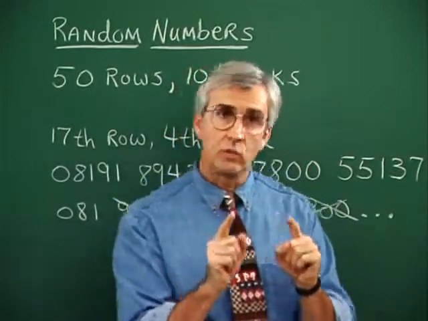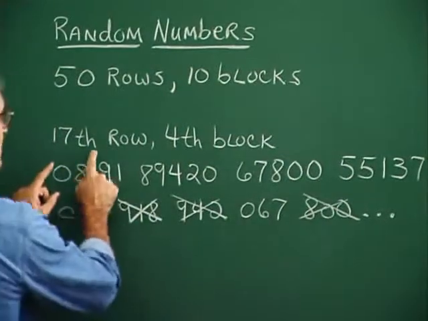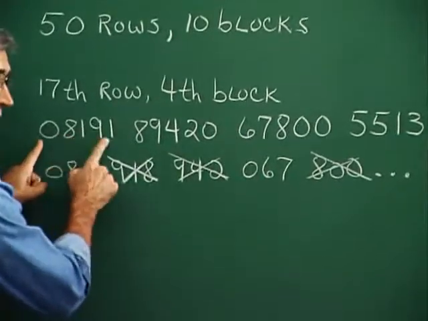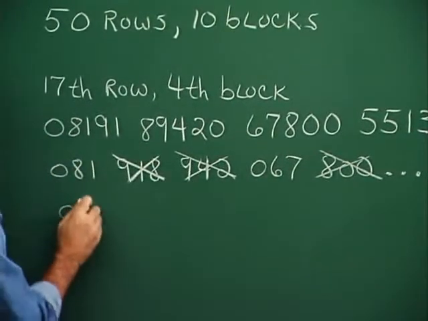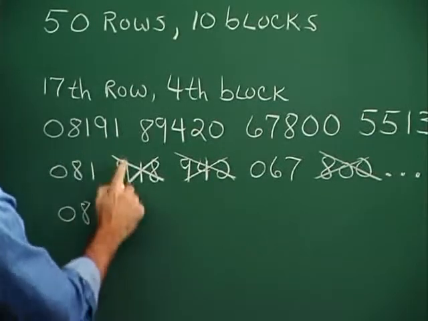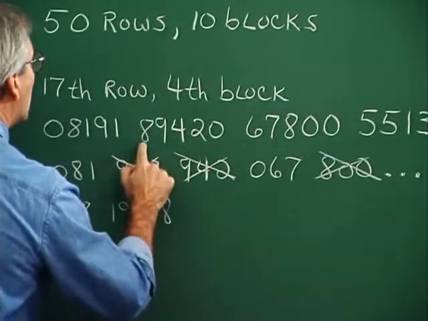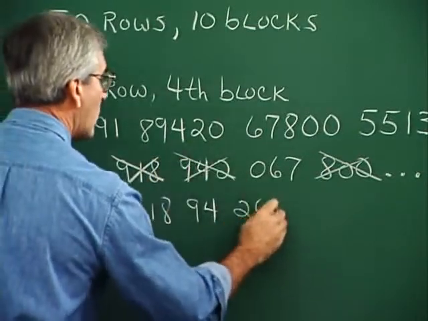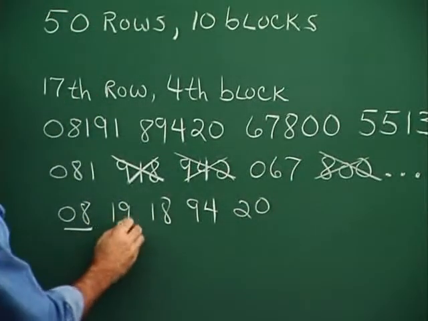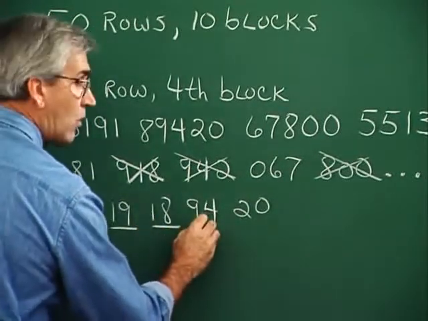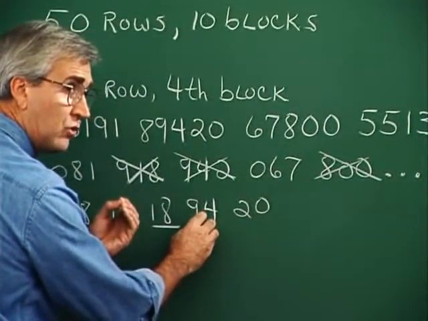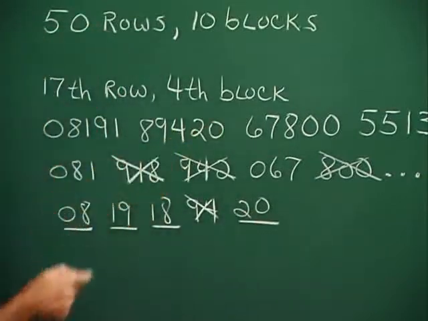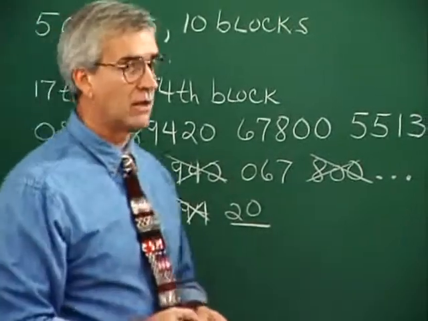And so what we would do with our random number generator, if we were starting with the 17th row, 4th block, then we would presumably write these in groups of 2 digits. So it would be 08, and then 19, and then 18, and then 94, and then 20, and so on. And now items 8, 19, 18, 94, oh, 94 is not within that group of 1 through 80, so we eliminate that. 20, you see, and so on. We continue that process until we have the 15 that we're after.